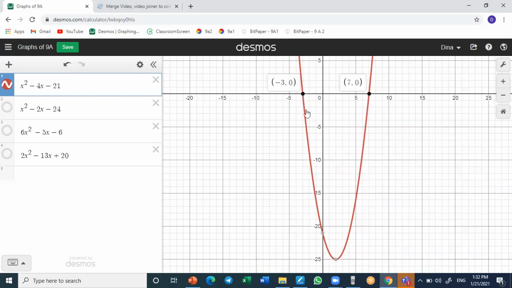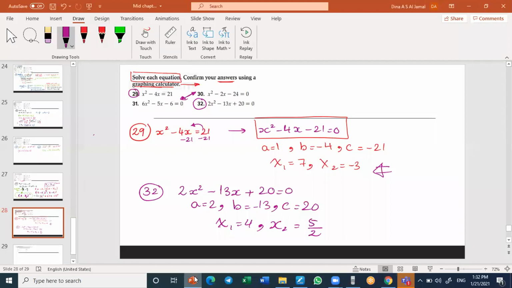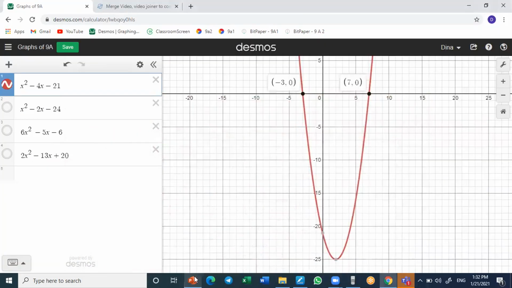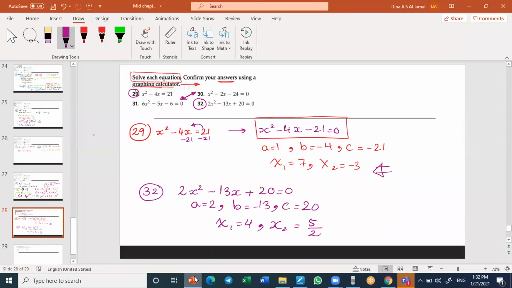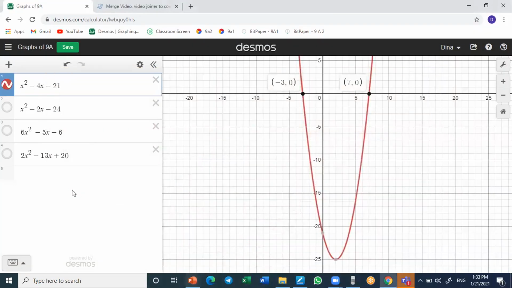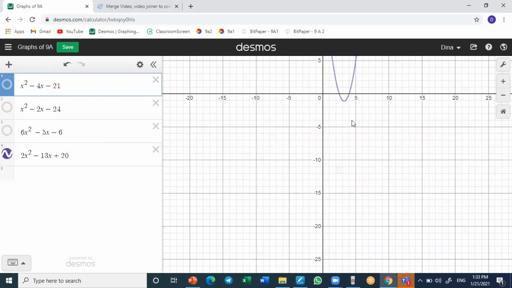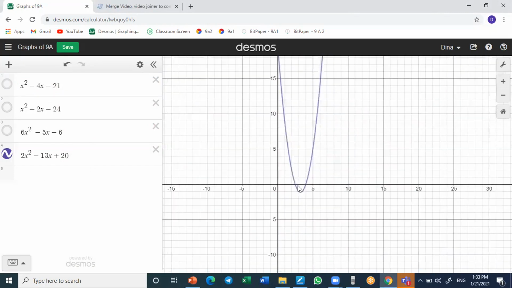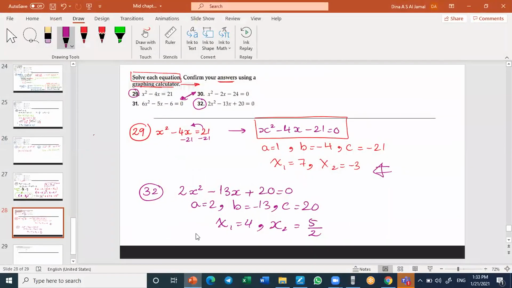So that was the question that we solved together, which is 29. We are having 7 and minus 3. Now let's see the other question, 32, which is 2x squared. So all of them will be taking care of the intersection with the x-axis. So pay attention here. I'm having 2.5 and 4, which is right. So here I can put it as 2.5 and 4.